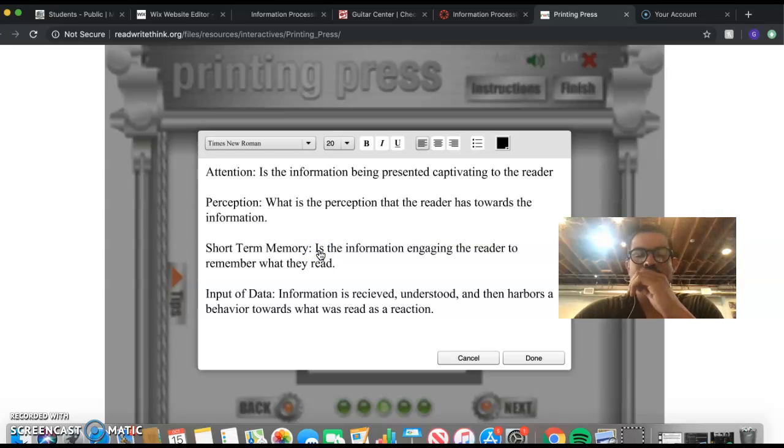The first one is attention. It's basically whether the information being presented is captivating to the reader. Is it important? Is it entertaining? Is it something that's captivating somebody's attention that's worth reading?